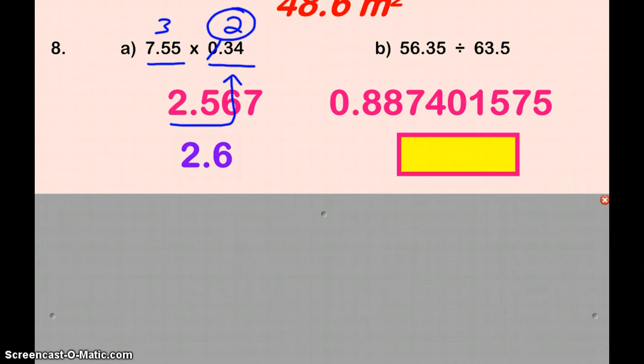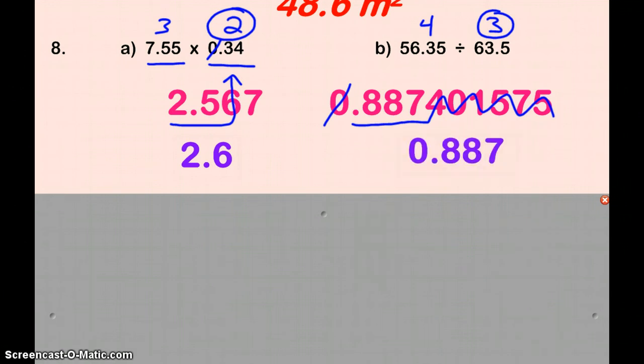Same thing over here with division. 56.35, that's 4 sig figs. 63.5 is 3. So my answer can only have 3 sig figs, 3 numbers. Again, 0 in front, cosmetic. 0.887, and then the 4 says just drop that. So my correct answer would be 0.887. Again, you don't have to write that 0.